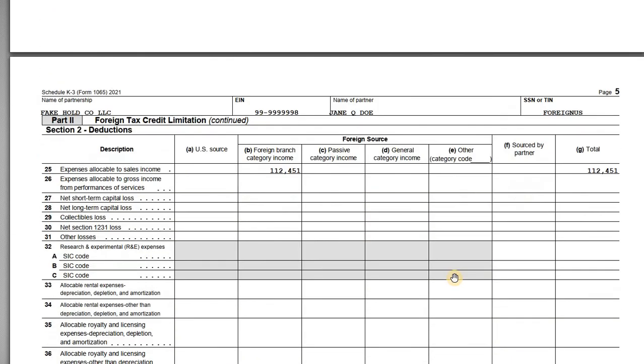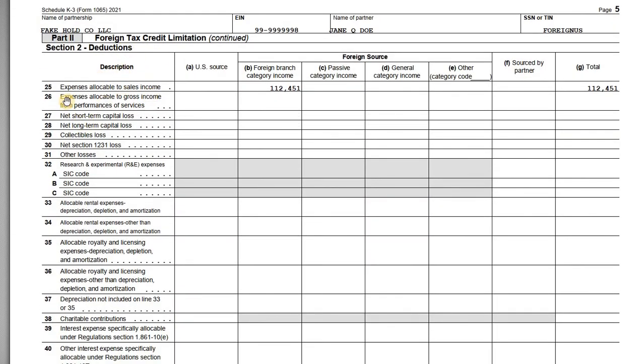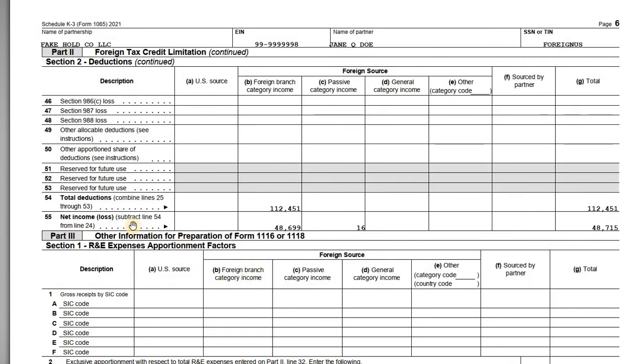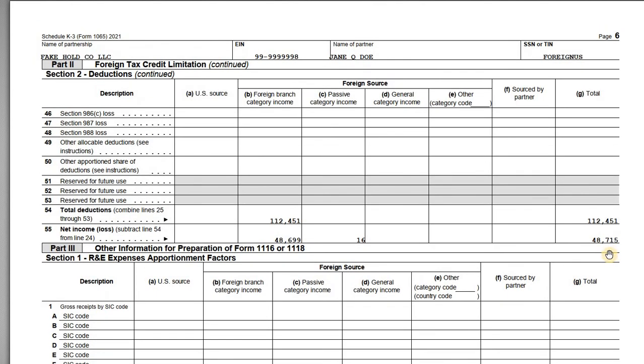$161,166. The second page is where we get to the expenses, right? So here are the deductions. The expenses allocated to the sales income, again, that's 1/2 of the total being allocated to Jane, and that falls within foreign source category, or column B for the category foreign branch income. And then we get to the bottom here, we have the net amount. So there's the total deductions, the net income or loss. Foreign branch category income, $48,699, $16 of interest. And then the total income allocation, or the net allocation rather, is $48,715.